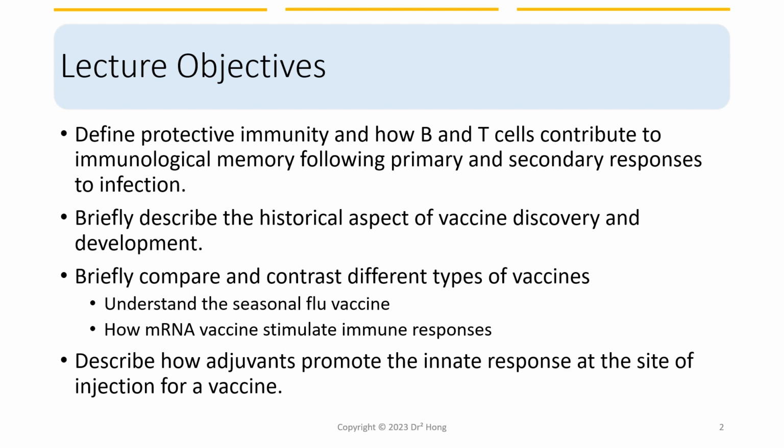Here are the lecture objectives. We will first talk about B cells and T cells involvement in immunological memory. Then we will have a very brief overview of the historical aspect of vaccine discovery and development. Now, for those of you who like medical history, you may find that part interesting. Then we will compare and contrast different types of vaccines with a deeper discussion on the seasonal flu vaccine and an overview of how messenger RNA vaccine stimulates immune responses. Lastly, we will look at how vaccine adjuvants work to promote innate response.